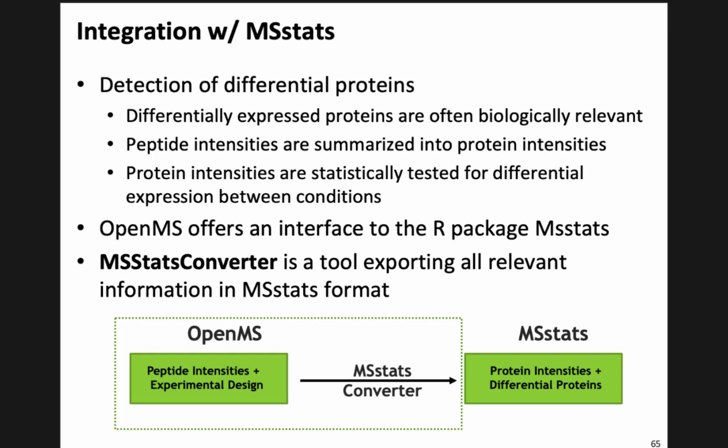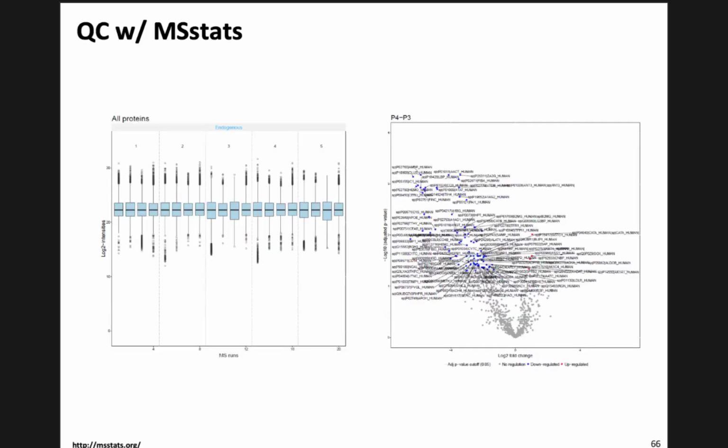And we can take that, and there is a tool that's called MSstats Converter. MSstats Converter takes the peptide intensities and some experimental design that you provide, and then generates an input file for MSstats. And then you can use the downstream processing of MSstats from this point, for example, to generate nice QC plots in a very convenient way. And you can embed that in KNIME and get a processing workflow that includes OpenMS and MSstats nodes in one go. All right, that's all I want to tell you.